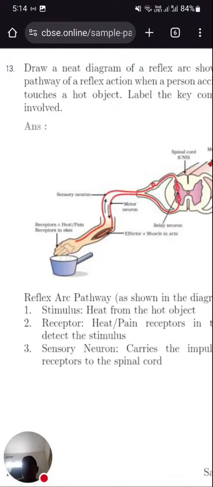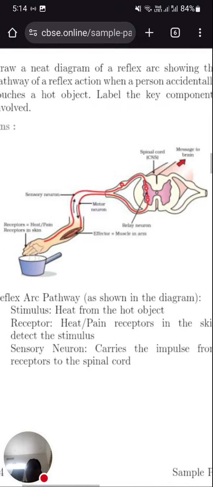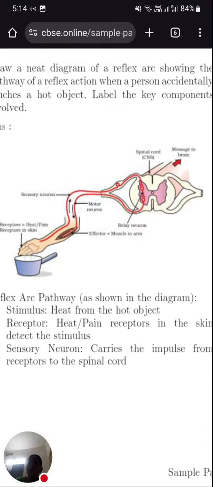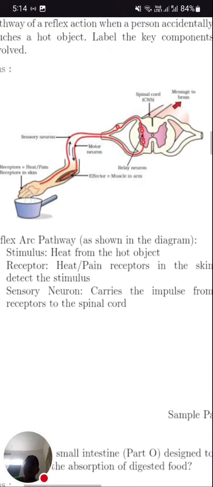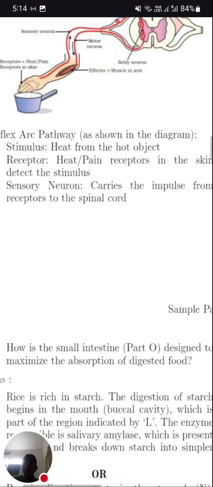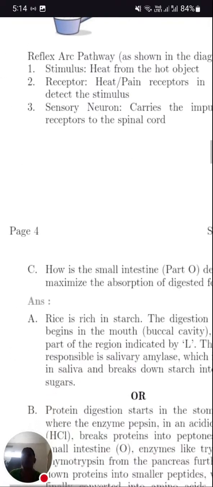Okay. Now the next one, the sensory neuron. The sensory neuron carries the impulse from the receptor to the spinal cord. So the sensory neuron is receiving, and finally the motor neuron will be there, which will send out the information.